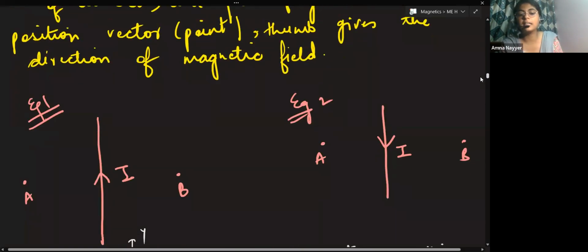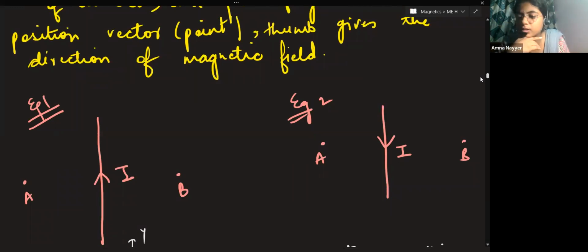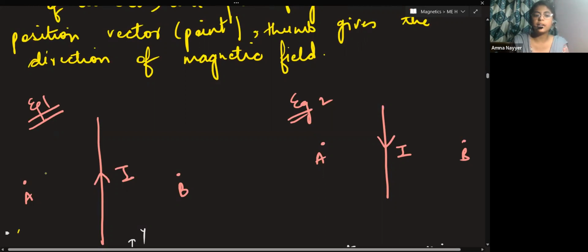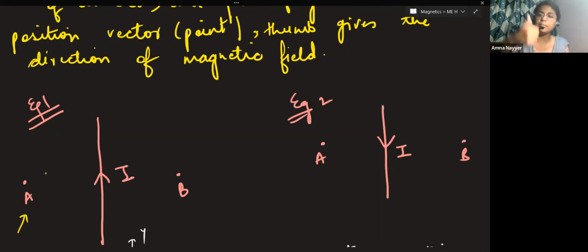The second method says that you keep your fingers in the direction of current. This was the method till we had stopped in the last class. Earlier, for the same example 1A, what did we do? We kept our thumb in the direction of current, and the curvature of the fingers gave us the direction of the magnetic field. If this was the case, the fingers are pointing towards me. It means they are out of the screen. That shows outward.